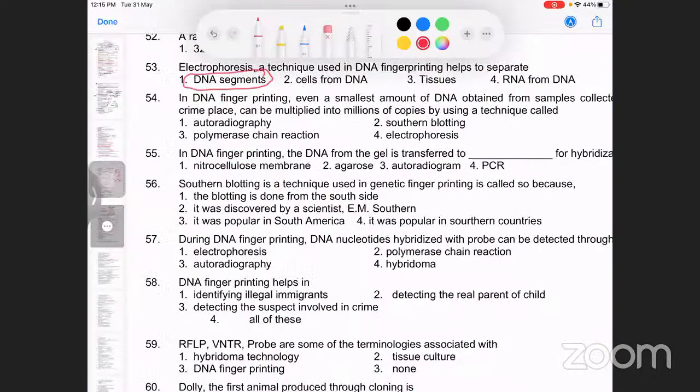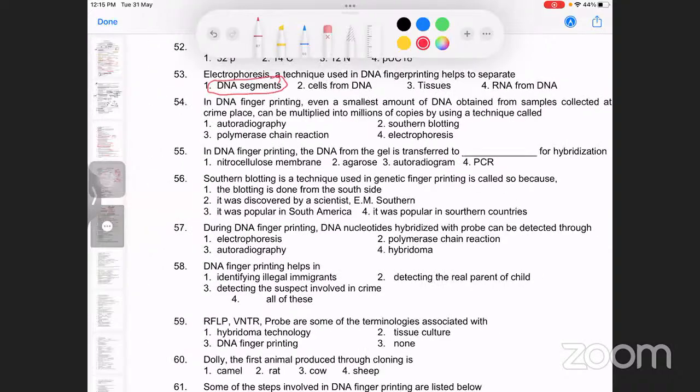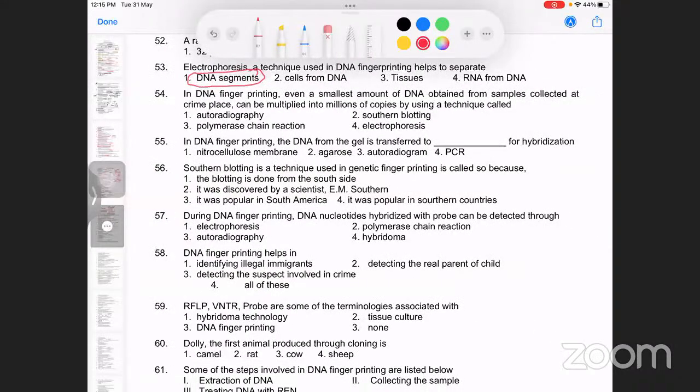53rd, it is 1. 54th, in DNA fingerprinting, a small amount of DNA obtained from the sample collected at a crime place can be multiplied into millions of copies by using a technique called polymerase chain reaction. PCR is used in multiplication of the DNA which is obtained in a smaller quantity. In DNA fingerprinting, the DNA from the gel is transferred to dash for hybridization. Autoradiogram. It will give the image of the DNA which is separated in that agarose gel in presence of ultraviolet radiation.